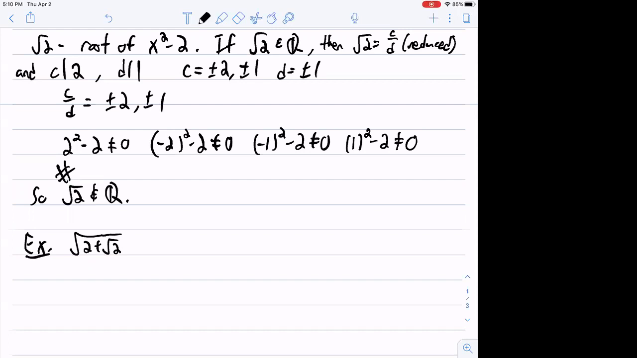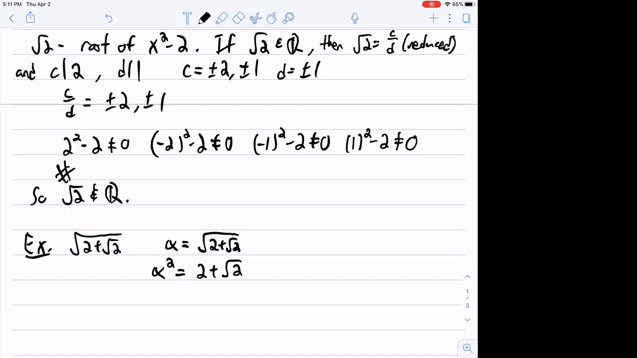Before, with root 2, it was easy to see what the polynomial was. But it gets harder if you start introducing multiple square roots. Here, the trick is to always set alpha to be what you want, and then start squaring and getting rid of those square roots. So let's get rid of the square root on the outside. We have alpha squared is 2 plus root 2. Now I only have one square root left.